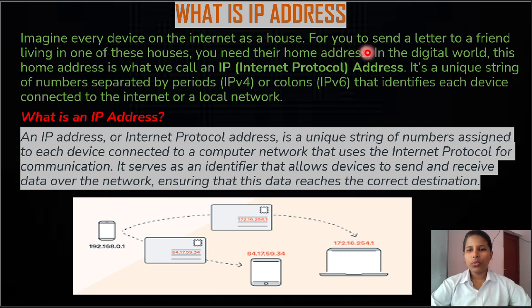For you to send a letter to a friend living in one of these houses, we consider internet devices as houses. We need to send a letter to one of these devices, like a mobile phone or laptop. So we need the home address. When we are writing a letter for the post, we need to write the from and to. So we need two addresses, and to whom we have to send the letter is made by the home address.